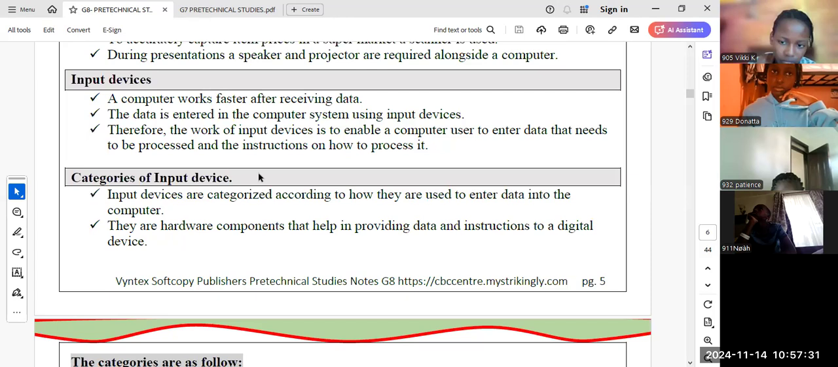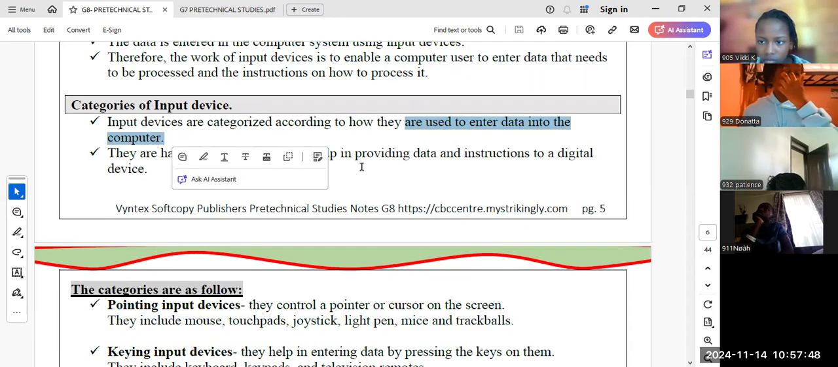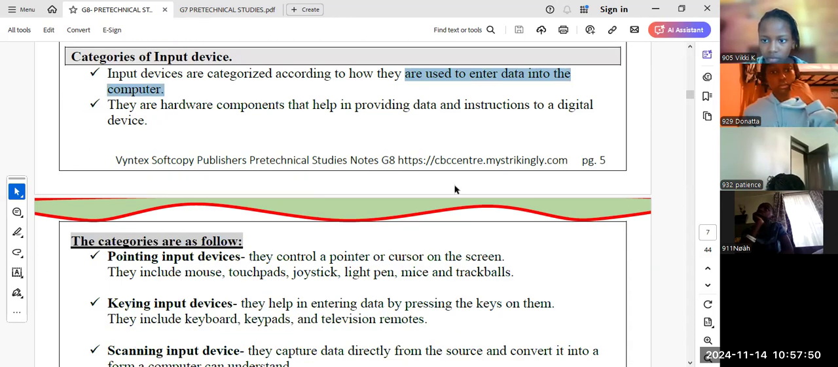Now, categories of input devices. We had said that input devices are used to enter data into the computer. And these input devices have been categorized. So I want to give you 5 minutes, boys and girls. You put the categories down, then we can explain as we continue.